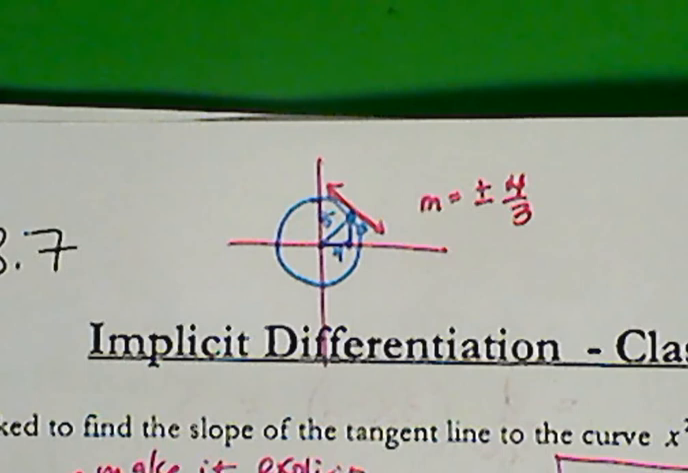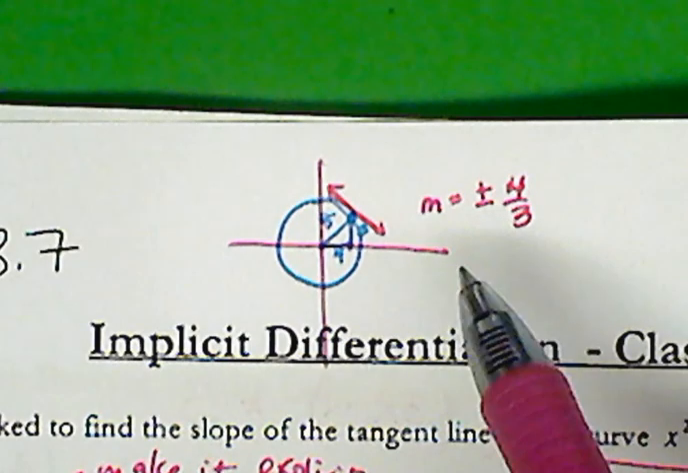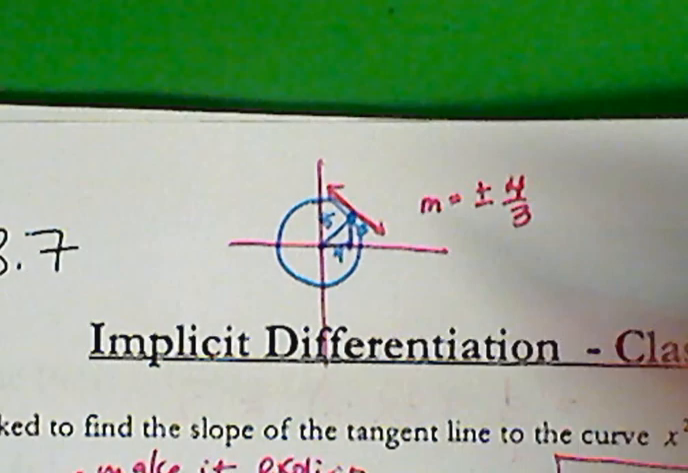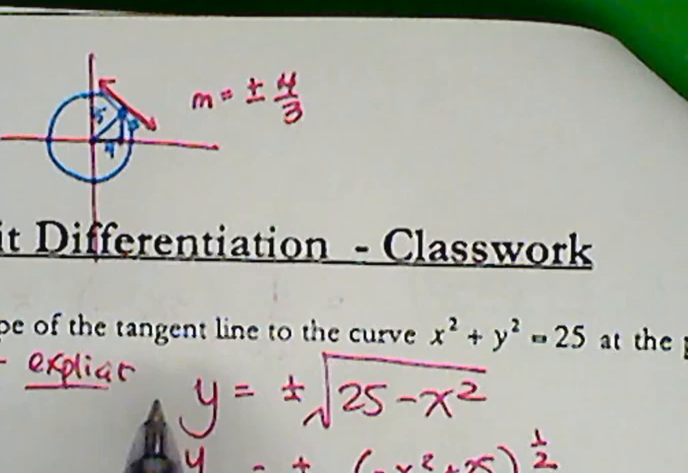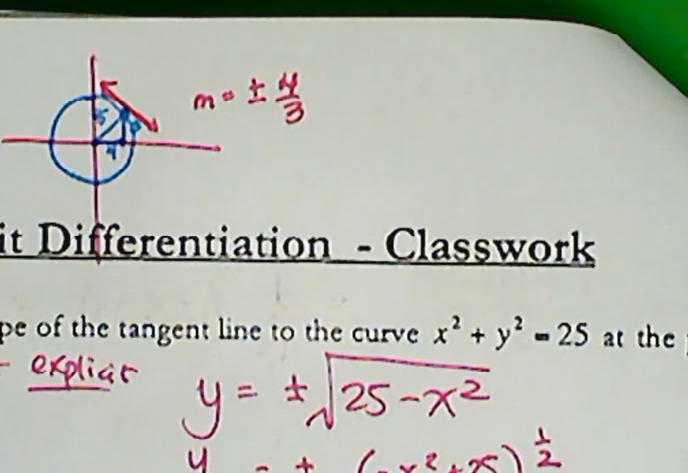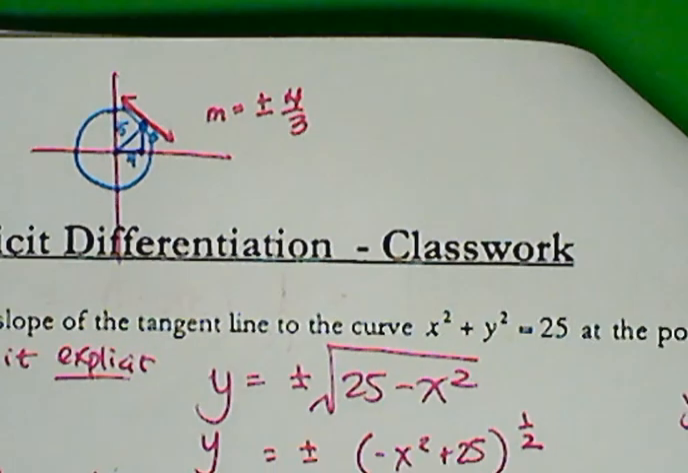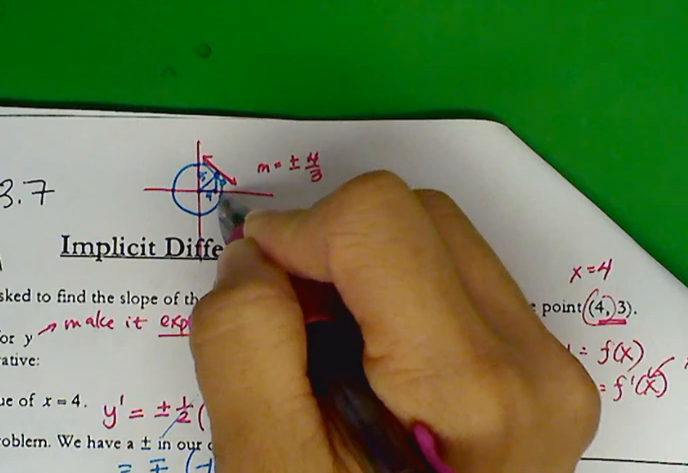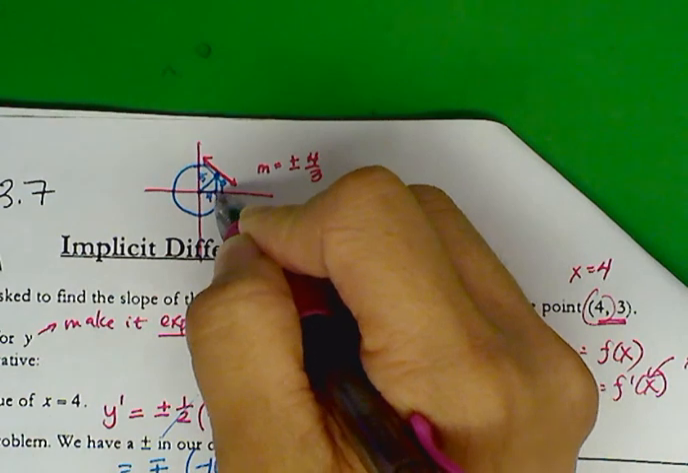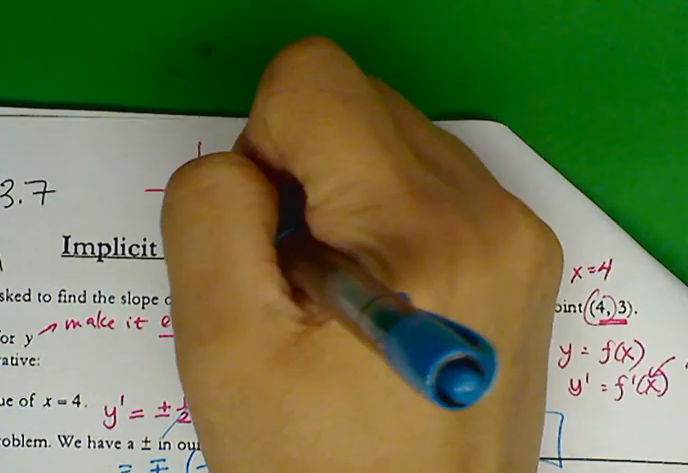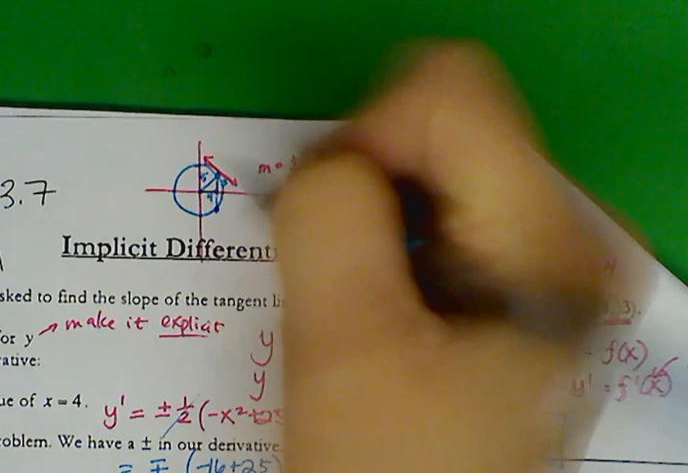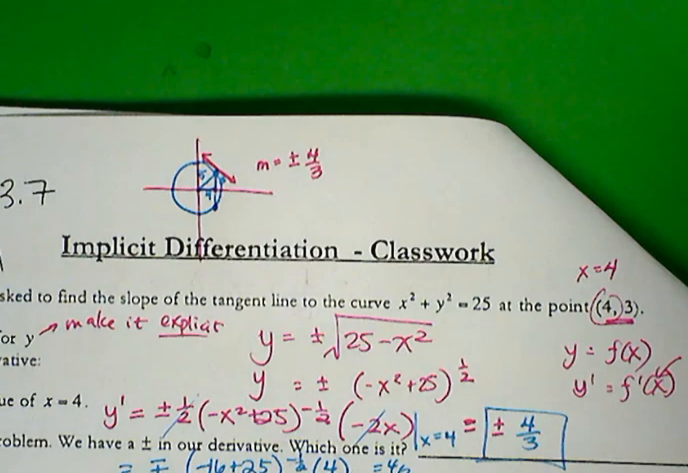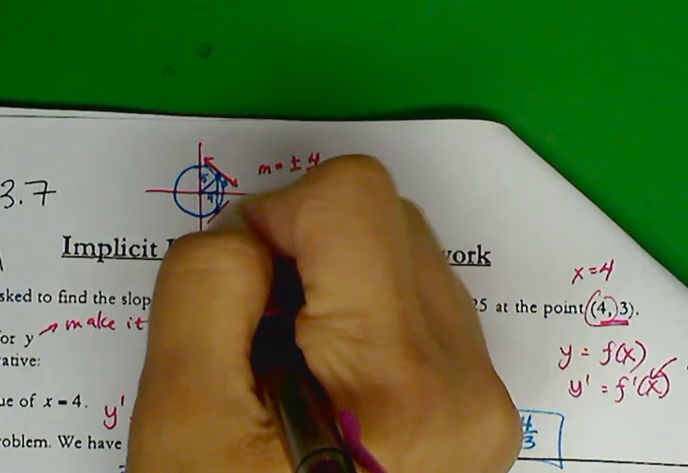But why did it give us plus or minus? Because we never told them that we were at 4,3. The only thing we plugged into this equation was 4. So this equation doesn't know if you're at 4,3 or 4,-3. At x equals 4, there are 2 points that the circle has, right? So they were giving you both that slope and this slope.